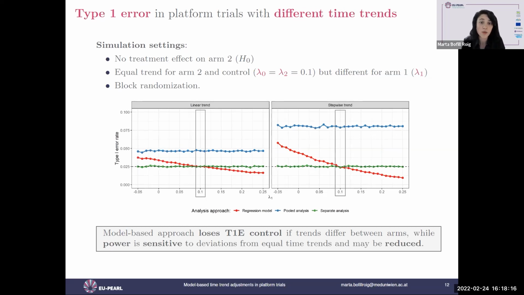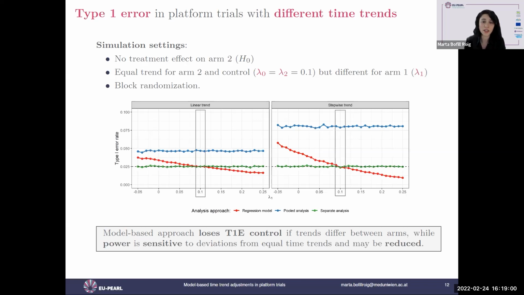However, what happens when we have different time trends? Let's now consider that we have the same time trends for treatment 2 and control arms and a different time trend for treatment arm 1. So unlike the previous case, here the strength of the time trend might vary between arms. We plot here the type 1 error with respect to the strength of the time trend in arm 1, here denoted by lambda 1. What we can observe is that when we have equal time trends for the 3 arms, that is, at 0.1, then the model-based approach maintains the type 1 error. But when there are different time trends, then the type 1 error control is lost.